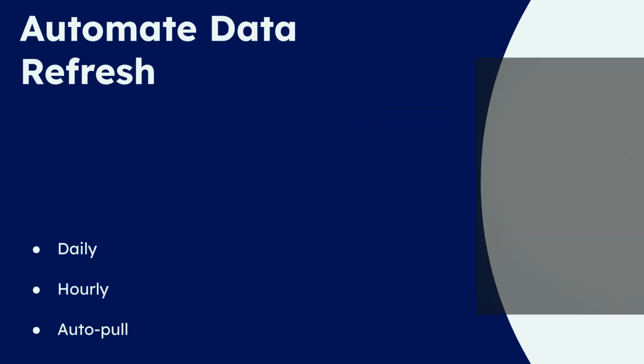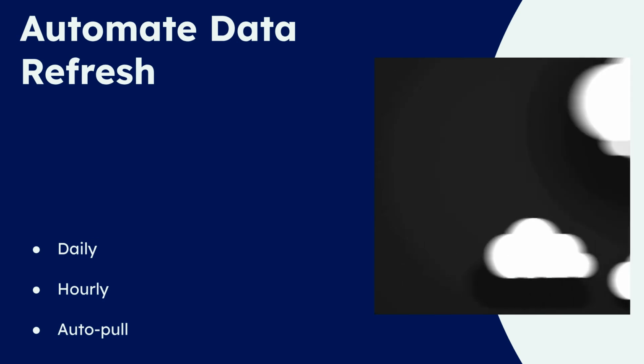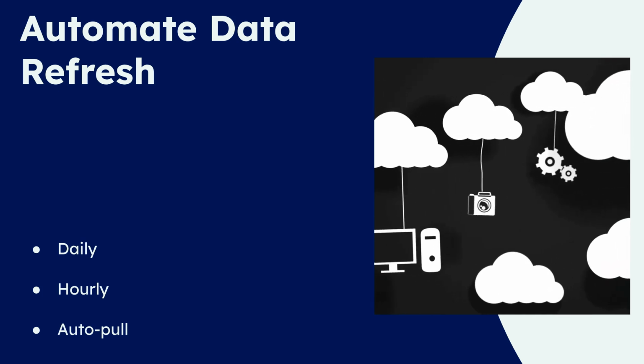But it doesn't stop there. Automate your data flow by scheduling daily or hourly refreshes. This ensures your Google Sheets are always up to date with the latest information directly from any API.